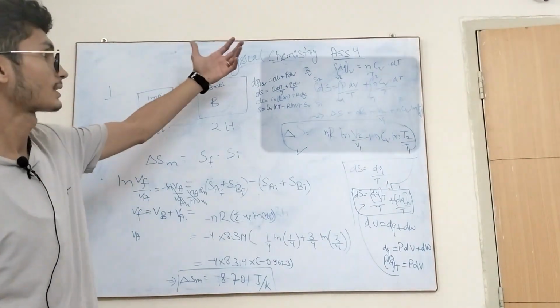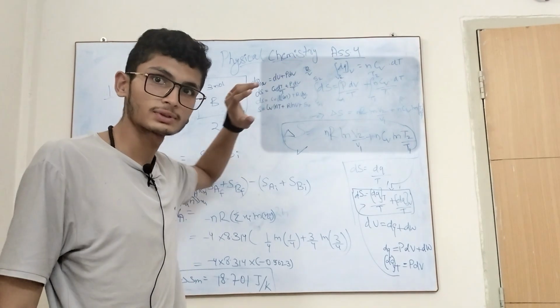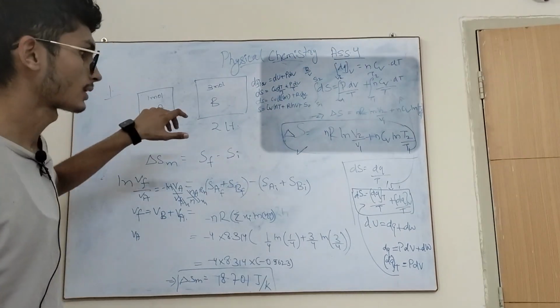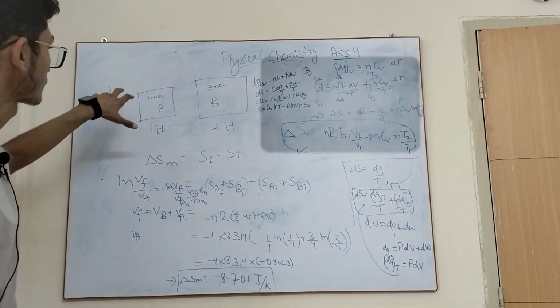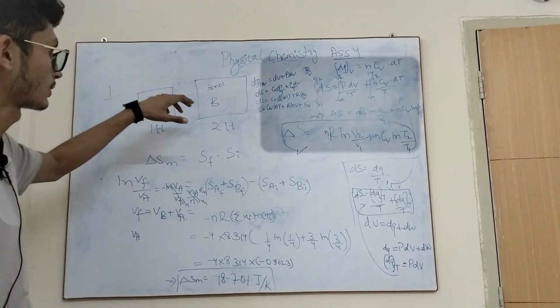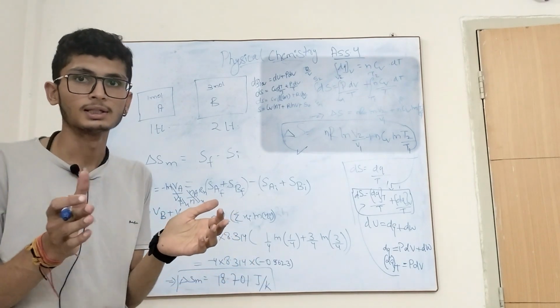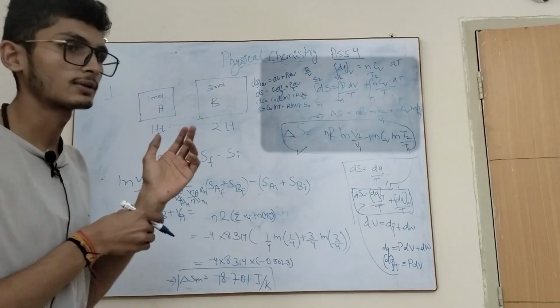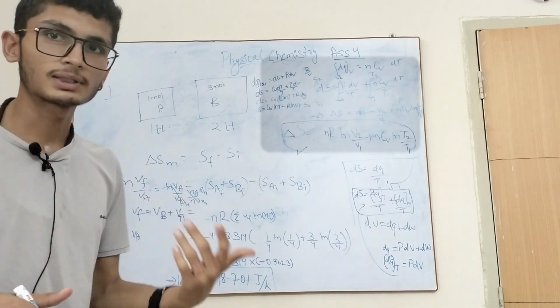Today we are solving physical chemistry assignment 4. Now I'll proceed with question number 1. In question number 1, it is given that there is 1 mole of gas A and 3 moles of gas B in 1 liter and 2 liter containers, and we are mixing these gases. We have to calculate the entropy change in mixing.